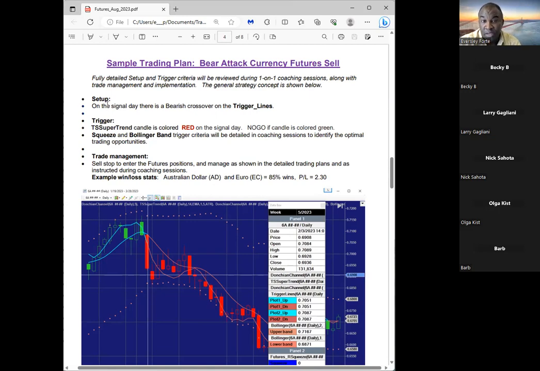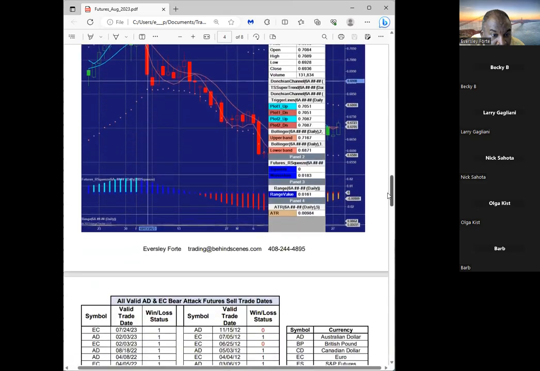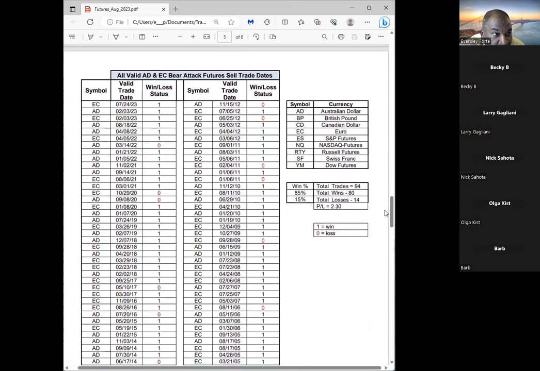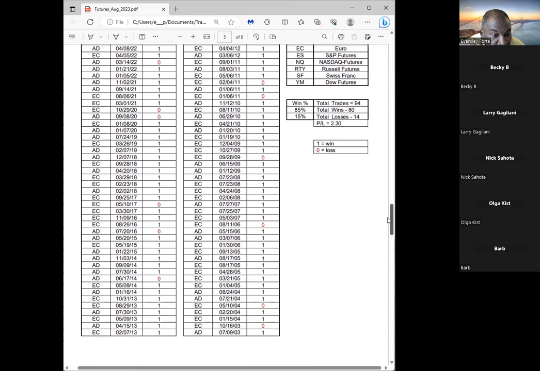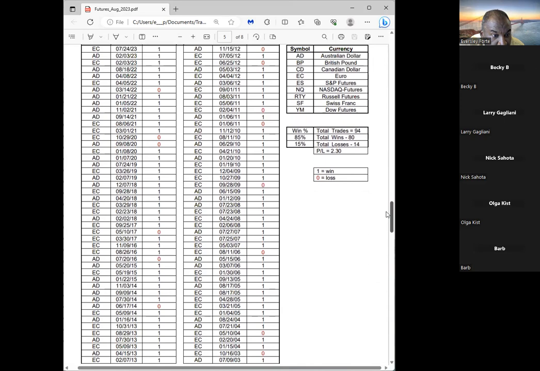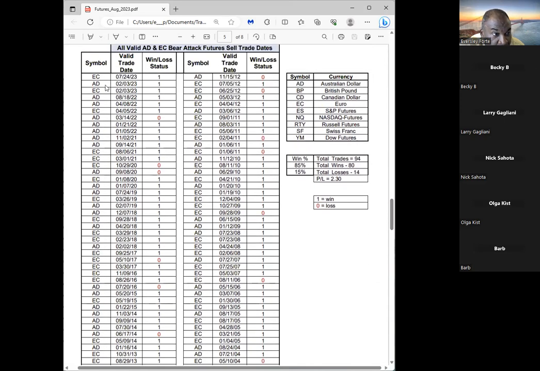Okay, if we see this trigger, if we combine the setup and the trigger, then our probability goes way higher. And now we get the trade management. If we do our trade management in a certain way, now our probability goes even higher. Just so you know, what we're looking at with Aussie dollar and Euro dollars is equal to 85% winning trades. And if you go down in your handout, you'll see the list for this particular strategy. These are all the trades for this strategy going back to 2003 on Aussie and Euro.